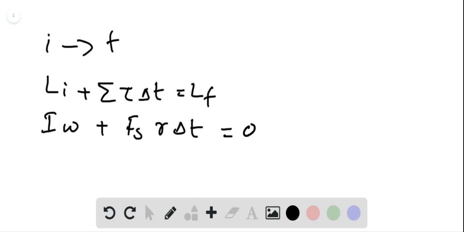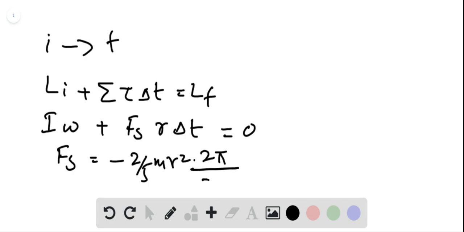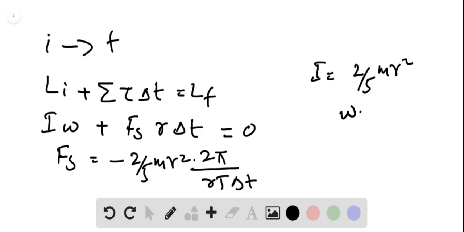Then we can solve for the force. The force Fs will be minus 2 over 5 mR squared times 2 pi divided by R times T times delta t, where I for the Earth is 2 over 5 mR squared, and omega is 2 pi divided by the time period T for the Earth.